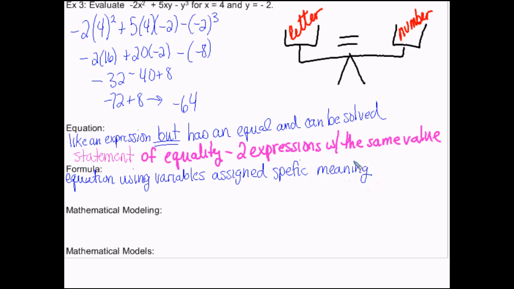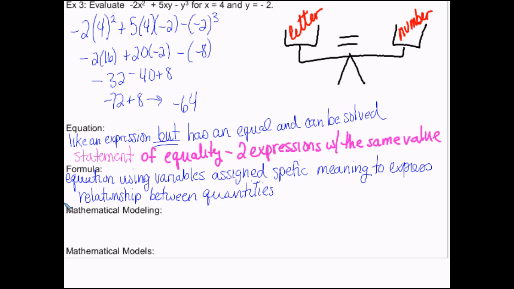So we're using variables that have been assigned specific meanings. And what they do is they express a relationship. Okay, formulas you're very familiar with. E equals mc squared is Einstein's formula that expresses the relationship between energy, mass, and the speed of light.